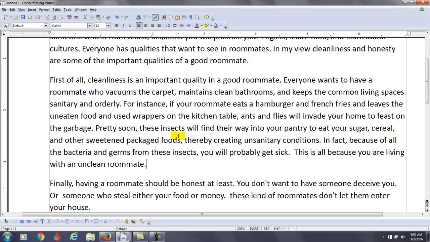All right, so you see the difference? Now, what you want to pay attention to is your vocabulary. I'm not even using college level vocabulary here, but I am using specific vocabulary and precise words. You notice how I say vacuums the carpet. I say maintains clean bathrooms. This is a good word. Keeps the common living spaces sanitary and orderly. And then when you talk about food, I use the words hamburger and French fries. I refer to it again as uneaten food, used wrappers. Instead of insects, I say ants and flies will invade your home to feast on the garbage. And then I talk about how they can get into your pantry and so on.